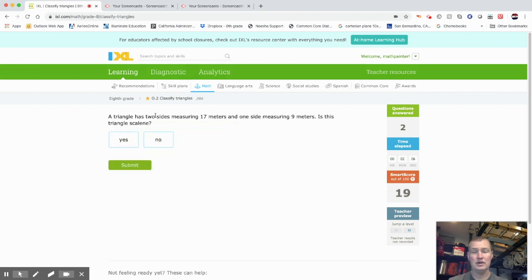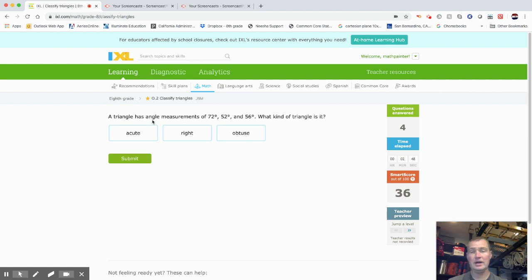A triangle has 2 sides measuring 17 and 1 side measuring 9. Is this triangle scalene? Remember, in a scalene triangle all the sides are different. This triangle is not scalene because in a scalene triangle all 3 sides have to be different, and here 2 sides are the same, so this one's a no. A triangle has angle measurements of 97, 32, and 51. Is the triangle scalene? Scalene means all 3 sides are different, and they are. So yes on that one.